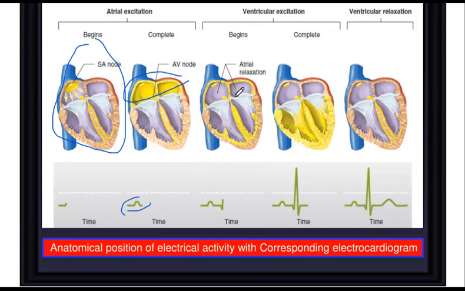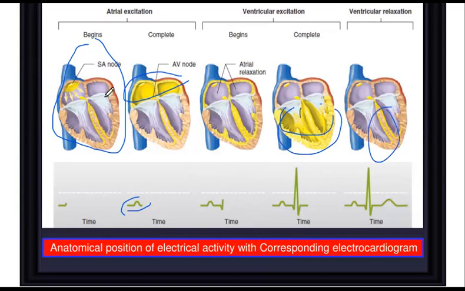Next, this is the beginning. This is the P wave. This is the Q wave. Q wave is the beginning. Next is P, Q, R, S. So QRS is the complete contraction of the ventricles. T is for ventricle relaxation. When the ventricle relaxes, we have the T wave.